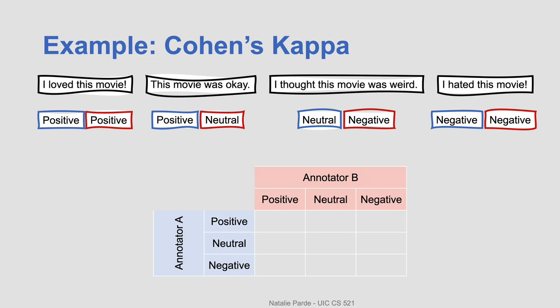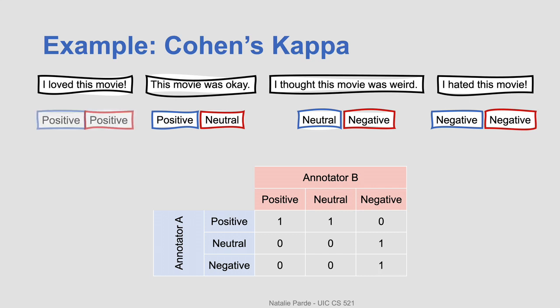We can go ahead and visualize the annotations in a table, much like a confusion matrix that you'd use to compute precision, recall, and F1 for a machine learning classifier, where we have annotator A on the y-axis and annotator B on the x-axis. We fill in the table with what we see from the annotations we collected.